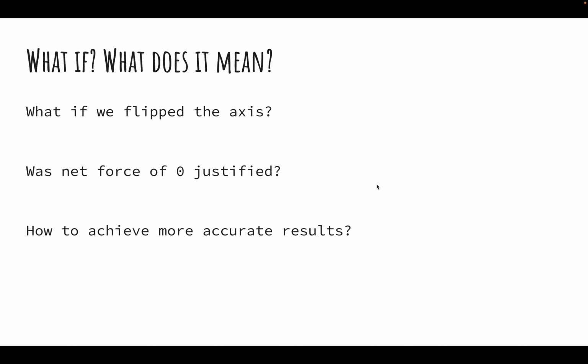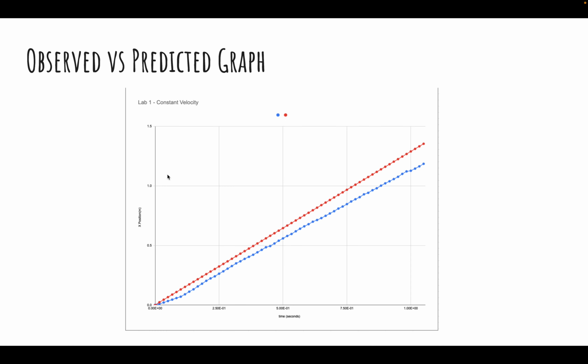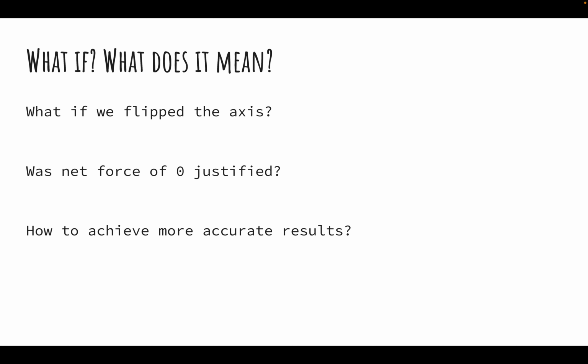So what if we flip the axis? If we were to flip the axis, in this graph right here, both of these lines would be downward sloping because the ball would be moving in the negative direction. Thus, the magnitude would be the same, but the directions would be flipped if we flip the axis.